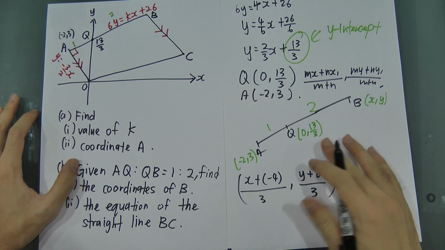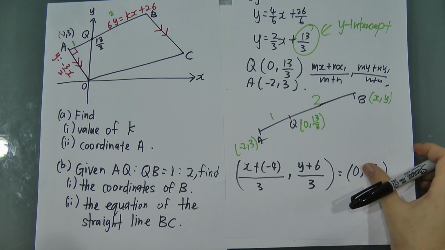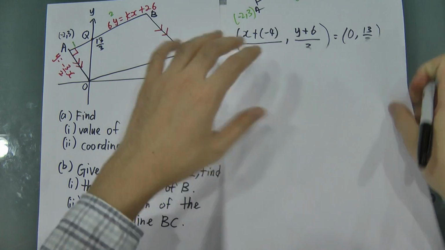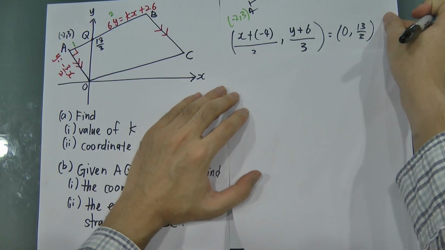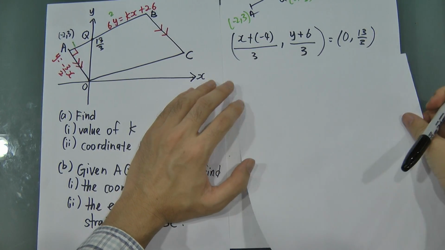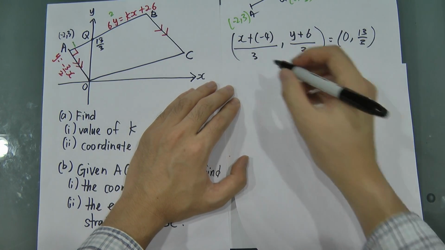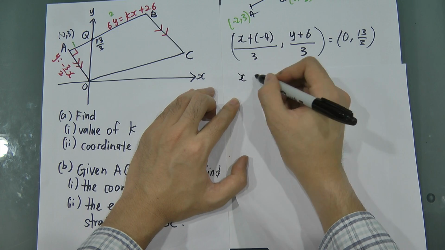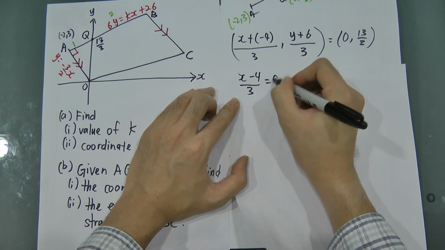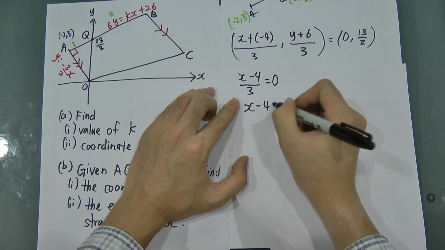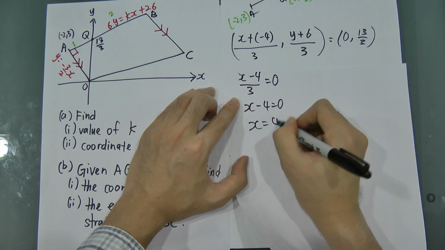Alright, and then I solve it separately. So we got something like this over here, so I'm going to solve it. This is x equal to 0. This is y equal to 13 over 3. So therefore, x minus 4 over 3 equals 0. So x minus 4 equals 0. So x equals 4.